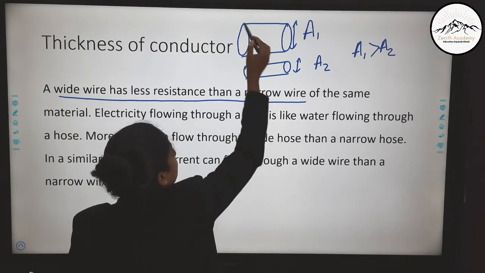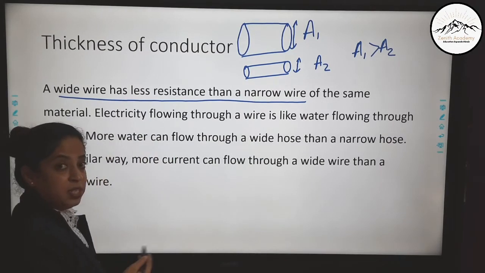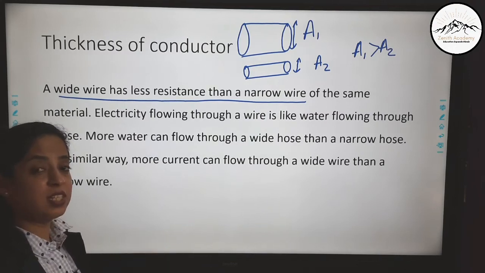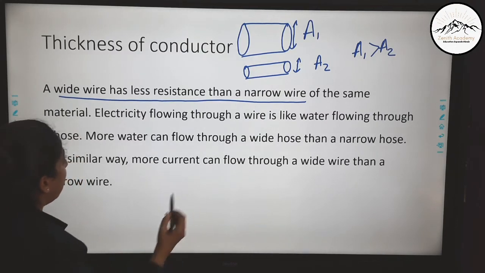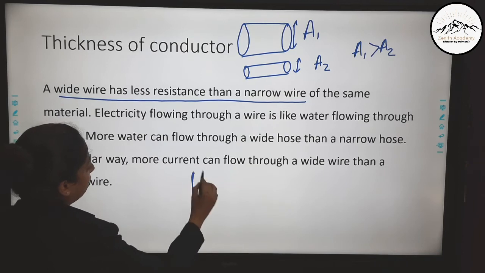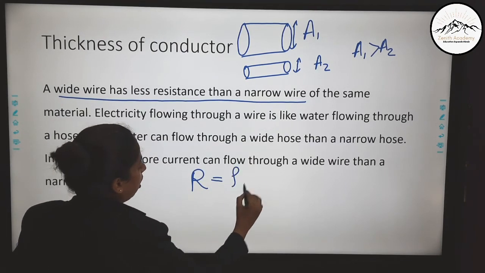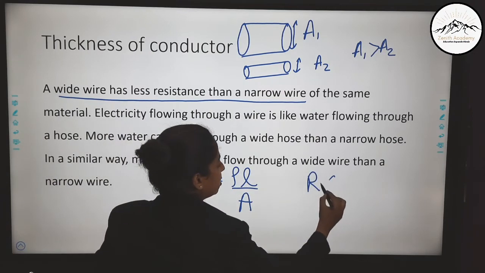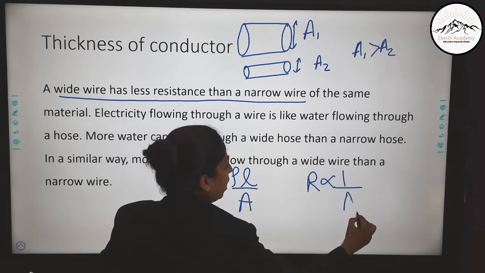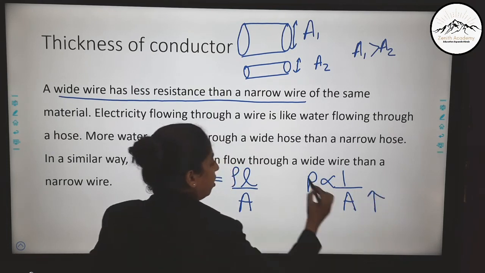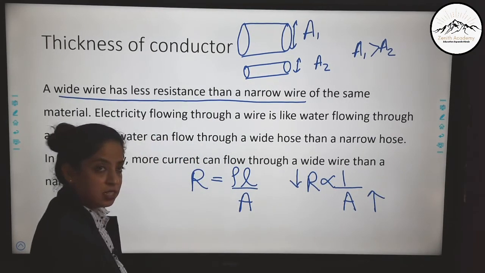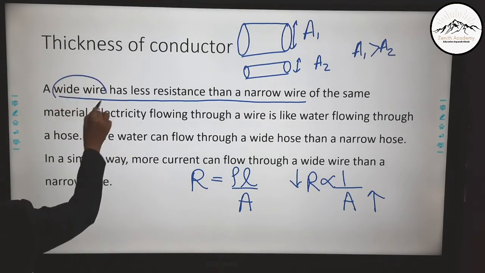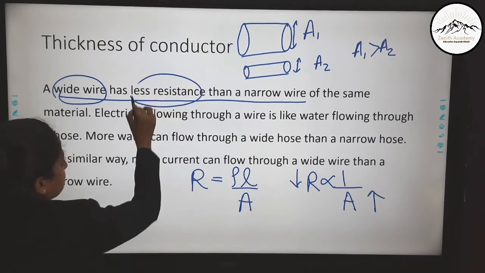In the same way, if the area of cross section is more, that means the wire is broader or wider, or it is a large area, that means the resistance offered is less. And we also know by the formula that R is equal to rho L upon A. From this it is clear that resistance is inversely proportional to area. So the more the area, the less will be the resistance. That is why a wide wire has less resistance.